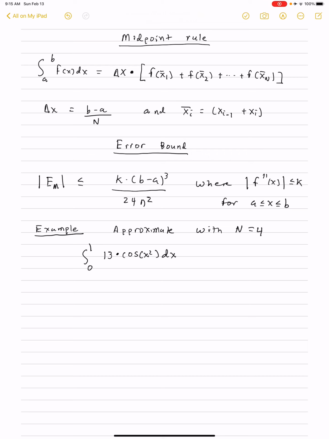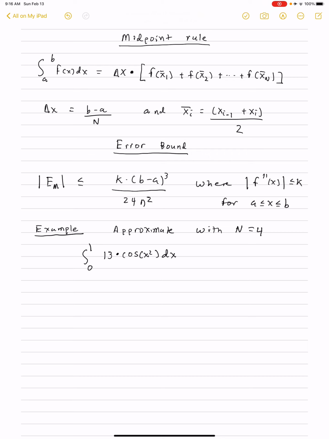It's delta x times f of x1 bar plus f of x2 bar all the way to f of xn bar. The delta x is just the width of the rectangles, which is given by b minus a over n, and x sub i bar is the average, so this needs to be divided by 2, of the previous endpoint and the next endpoint.